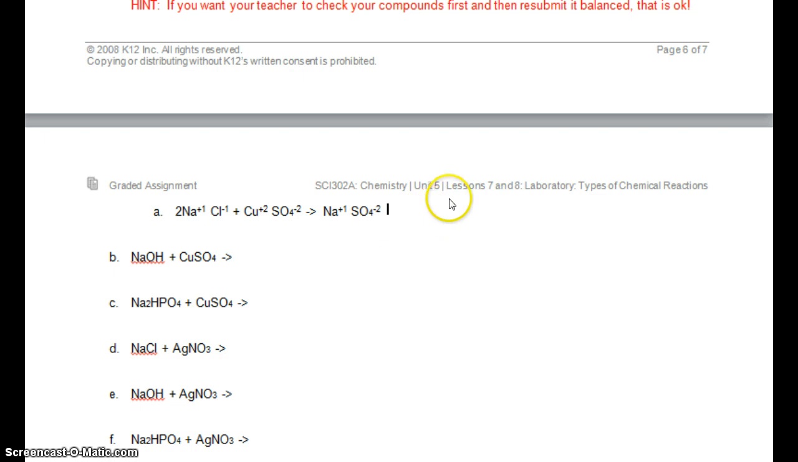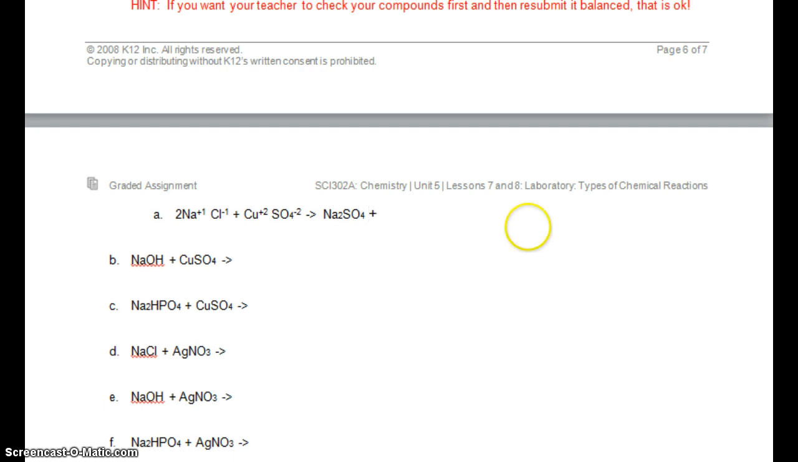All right, and then let's go ahead and make the formula. So this 2 would go right down here and tell us that we have Na2. And this 1 would go right down here, but do we have to write it? Nah, because it's a 1. We don't have to write it. So that formula would be Na2SO4.